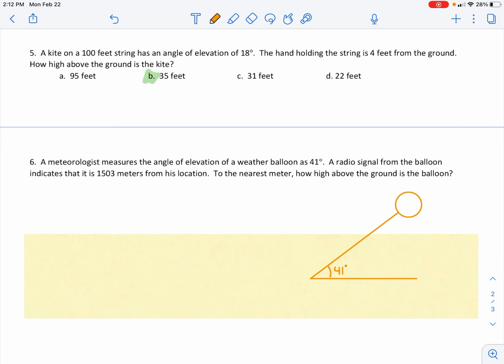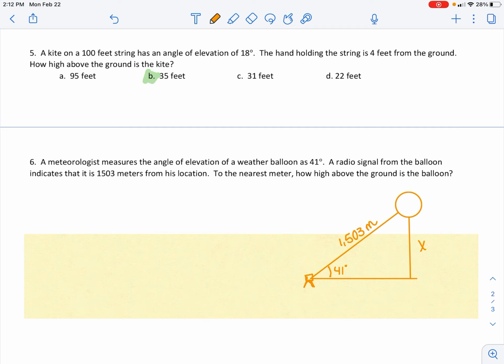A radio signal from the balloon indicates that it is 1,503 meters from its location. So if this is our radio, okay, it is 1,503 meters from that radio. To the nearest meter, how high above the ground is the balloon? So we want to know how tall or how high in the sky that balloon is.